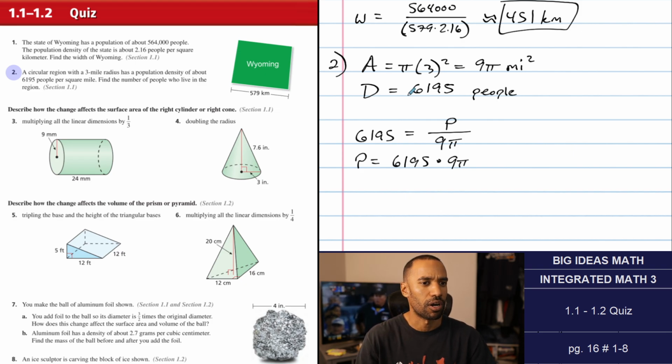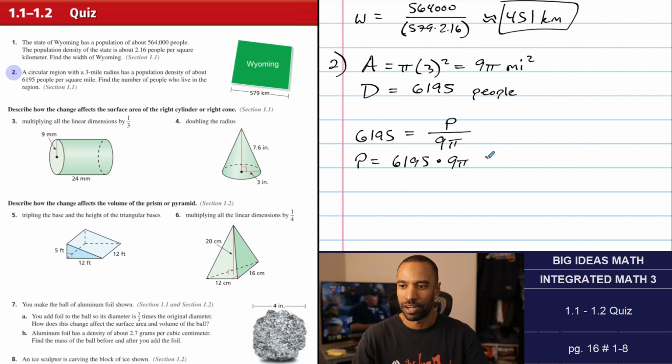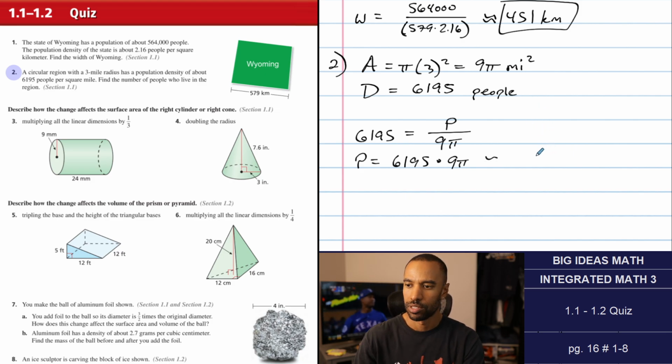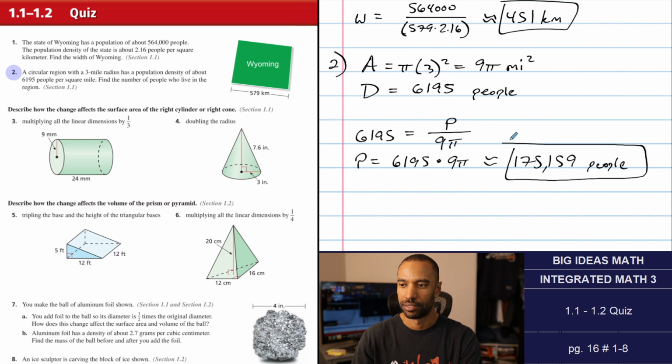Assuming I didn't mess anything up there, we got 175,159.841. Just got to round down there, so I'm going to say 175,159 people. Peoplation, folks. That's what we're getting on that one.